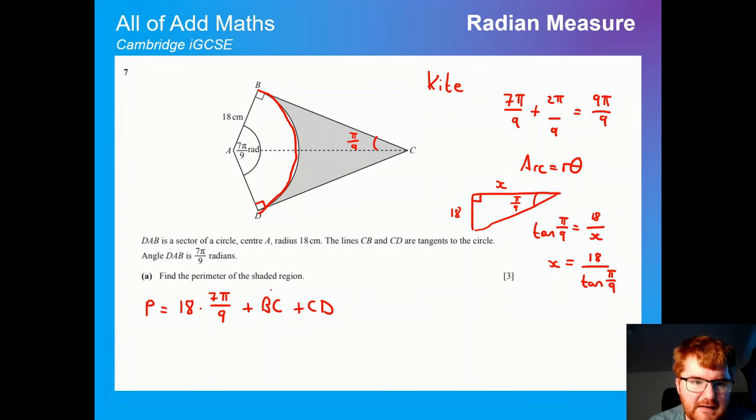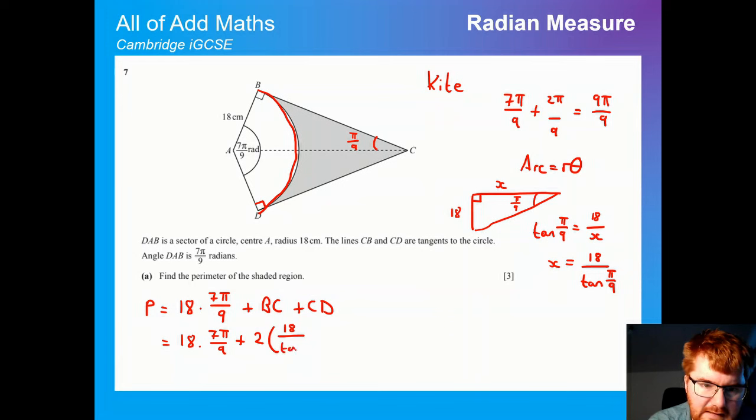And if we put this back into our formula, because notice BC and CD are exactly the same, we then get 18 times 7 pi over 9 plus 2 lots of what we just worked out, 18 over tan pi over 9. Really don't rush to your calculator until you've got it literally in this form ready to work out, which is what we're going to do now.